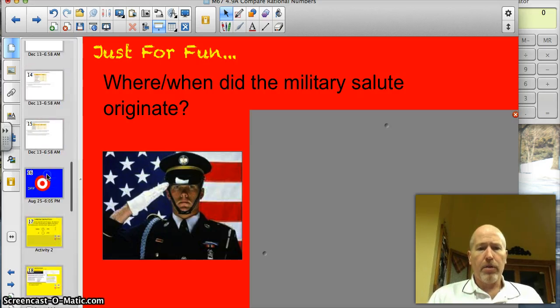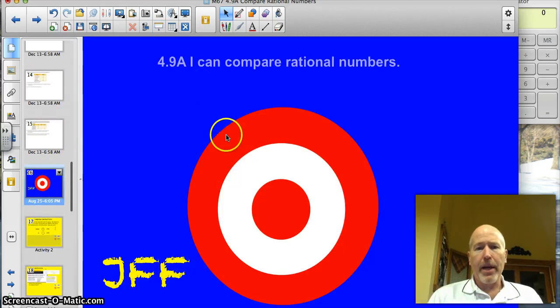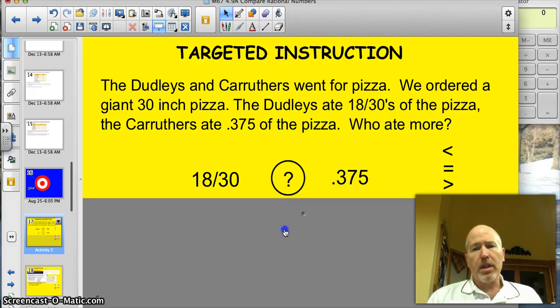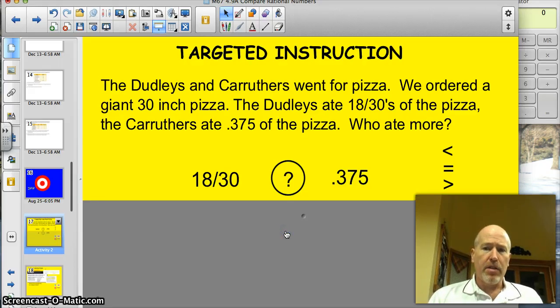But first, our official target for the night is 4.9a. I can compare rational numbers. Let's do this thing. The Dudleys and the Crothers went for pizza. We ordered a giant 30-inch pizza. The Dudleys ate 18/30ths of the pizza. The Crothers ate 0.375 of the pizza. Who ate more? Well, I'm going to tell you the shortcut.